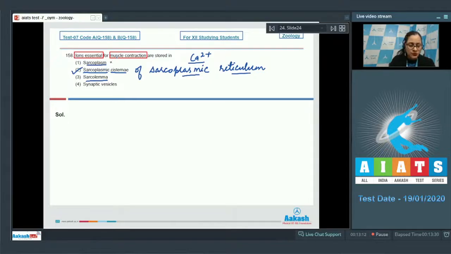Option number 1 and option number 3, sarcoplasm and sarcolemma, are incorrect options. Sarcoplasm is the cytoplasm, whereas sarcolemma is the plasma membrane that covers the muscle fiber. And the last option is synaptic vesicles, and this is also an incorrect option. So the correct answer to this question is option number 2. Let's discuss our next question.